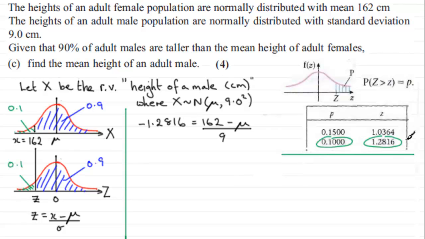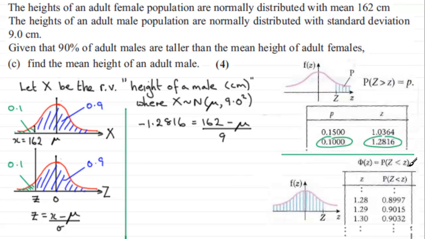Now you don't have to use these tables. You could use just the normal tables which give you the probability of being less than a value of z, when z is on the right here. So again, we've got a slight problem because z is on the left here. But if I mirror this over to the other side, then the area to the left of z would be 0.9.